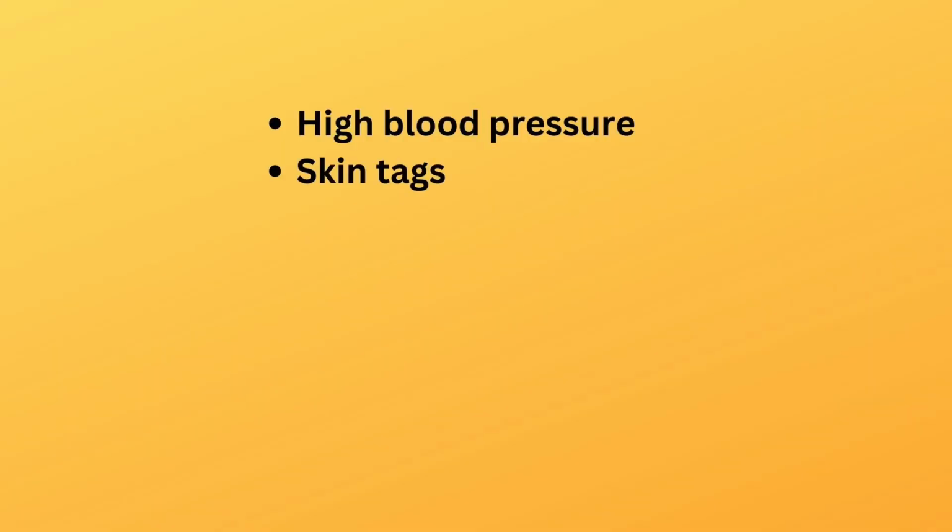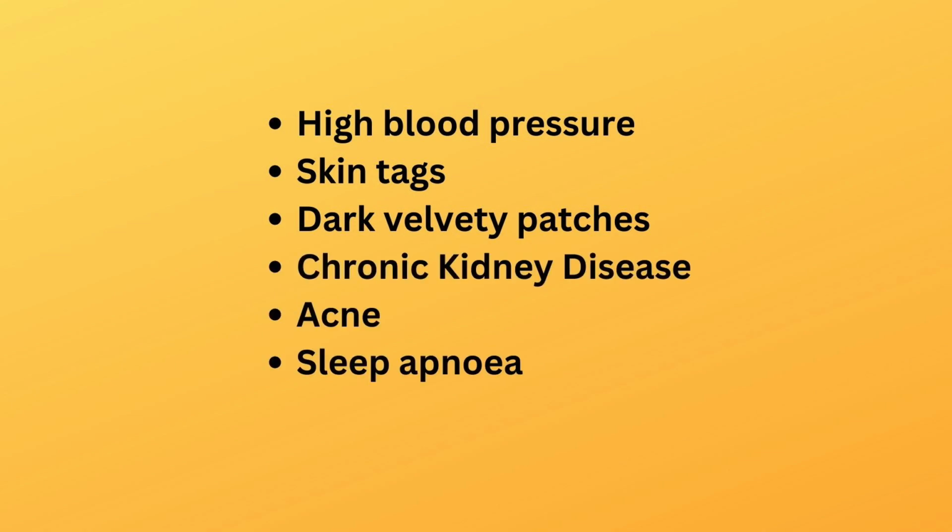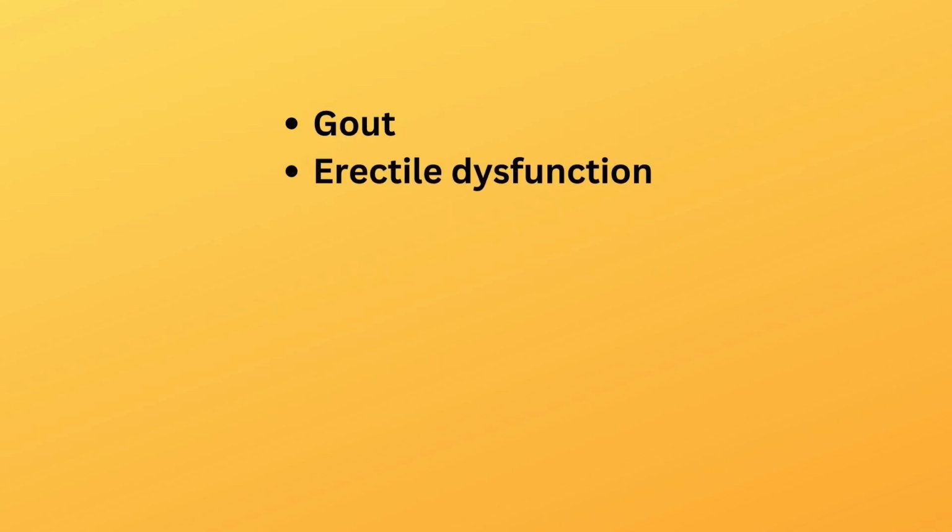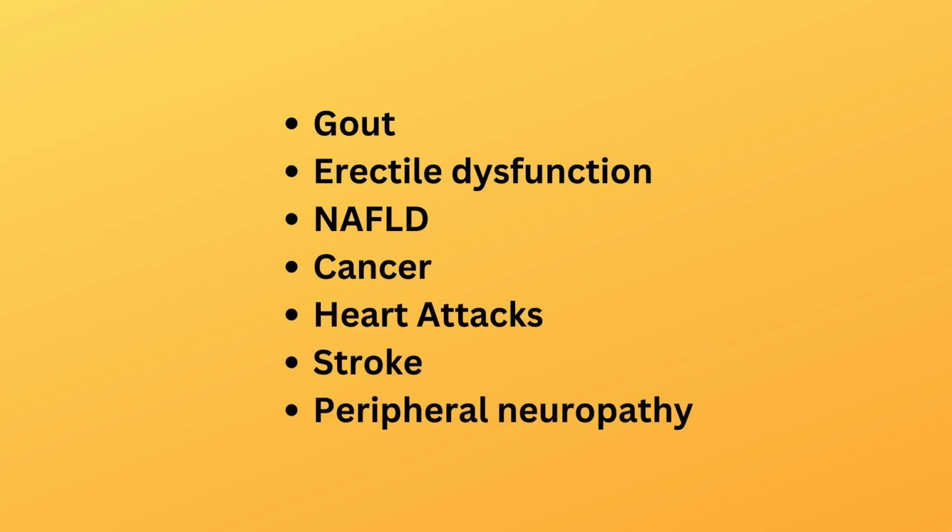Every person who's a type 2 diabetic has insulin resistance, but not everybody who has insulin resistance has type 2 diabetes yet. But insulin resistance is directly related to many diseases that appear later on, which include high blood pressure or hypertension, skin tags, dark velvety patches in your armpits and neck, chronic kidney disease, acne, sleep apnea, obesity, gout, erectile dysfunction, non-alcoholic fatty liver disease, cancer, heart attacks, strokes, peripheral neuropathy. So insulin resistance caused by hyperinsulinemia is the big issue for you to be concerned about, and this is what we're going to address later on.